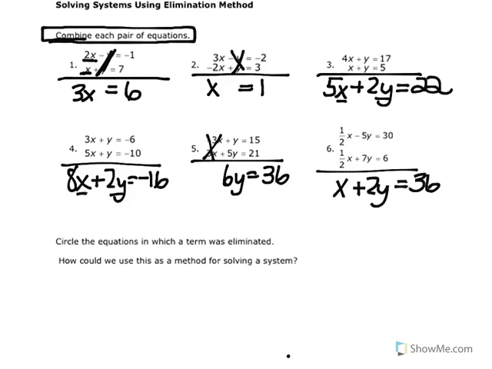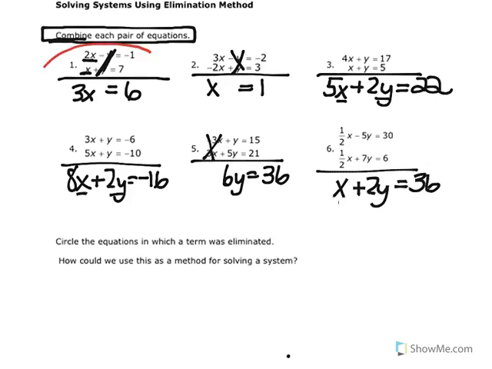Okay, on number 6, we have a half an x, and then we add another half an x. That makes one whole x. Negative 5y plus 7y is 2y, and then 30 plus 6 is 36. So in all 6 of these equations, we've just added the two equations together. Now it says, circle the equations in which one of the terms was eliminated.